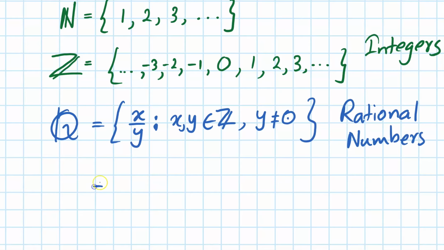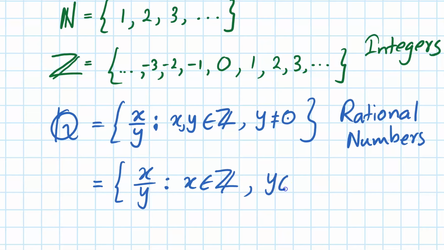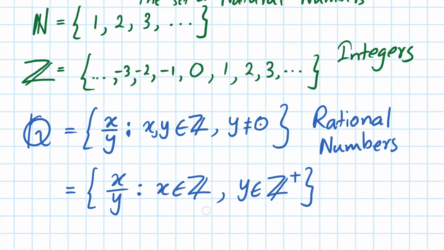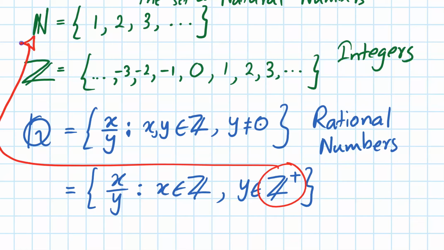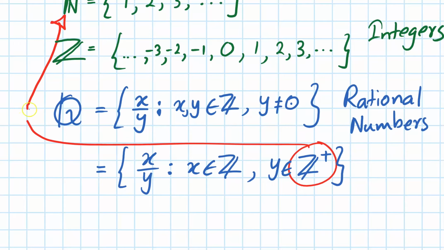Or we can write this as x on y form where x is an integer, y is a positive integer. Okay, let's have a look at what the positive integers mean. The positive integers mean basically the natural number set. Every number starting from 1, whole numbers 1, 2, 3, 4 and so on and so forth. Okay, so we have an understanding on that one now.